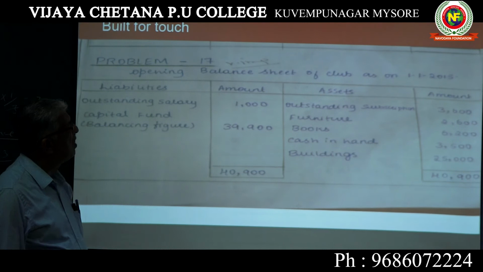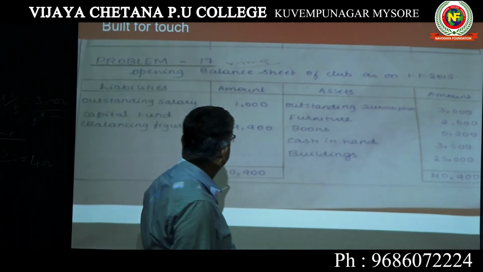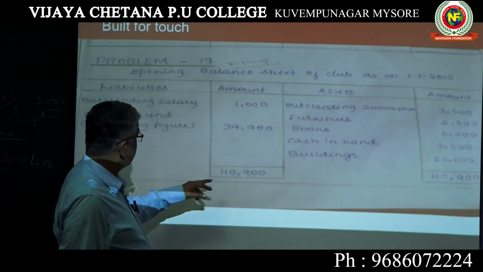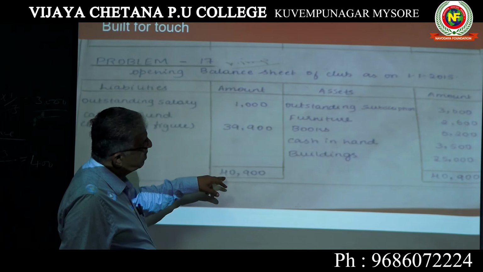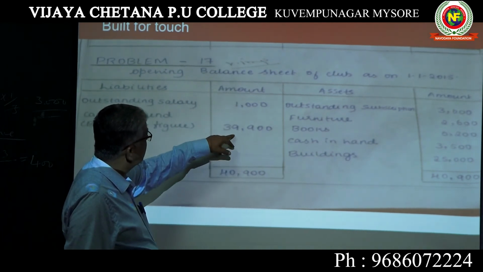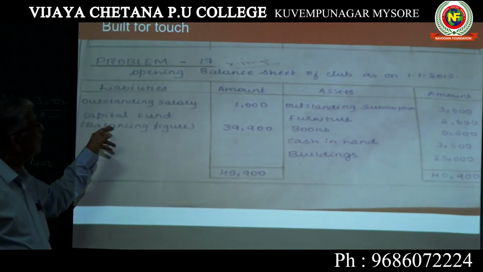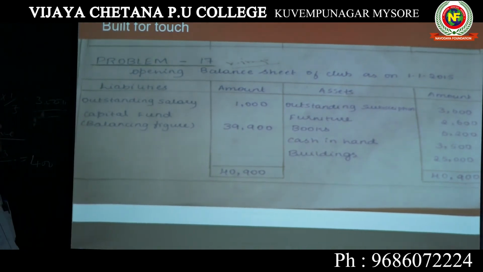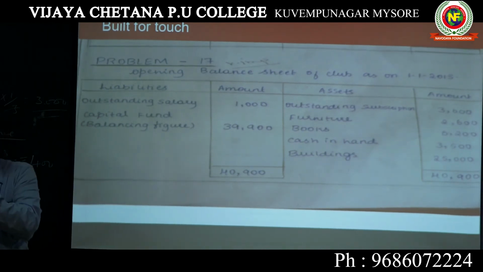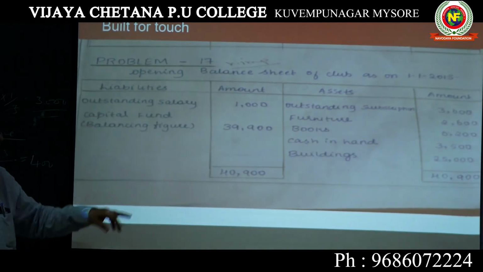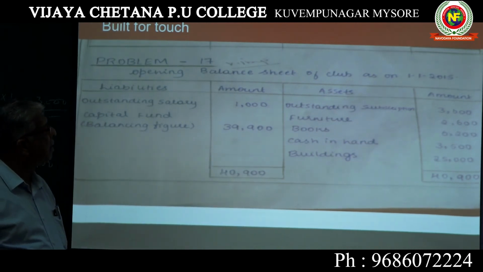So therefore the total of the asset side is 40,900. If you deduct the liability side 1,000 from that 40,900, we are going to get 39,900. That is the balancing figure. So capital fund, sorry, 39,900 is the capital fund.